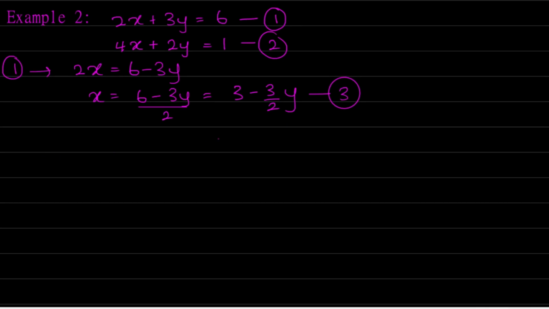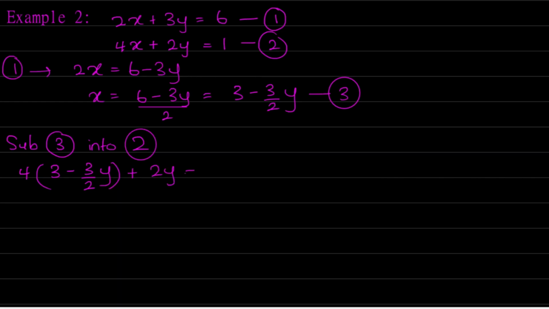And the next step is to substitute equation 3 into equation 2. And therefore, I'm going to write substitute 3 into 2. And when I do that, I have 4x, and instead of x, I want to substitute equation 3, and therefore I write 4 times 3 minus 3 over 2 y, plus 2y equals 1. And then it's simply a matter of solving for y.